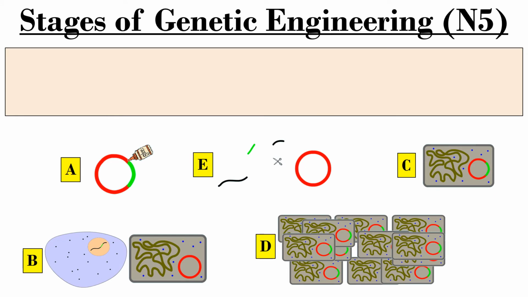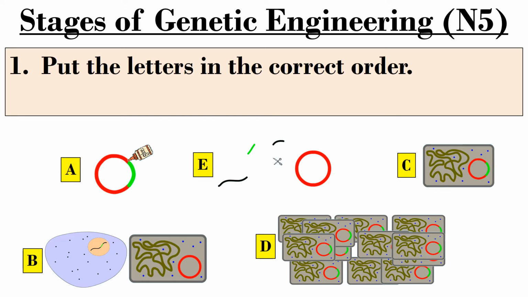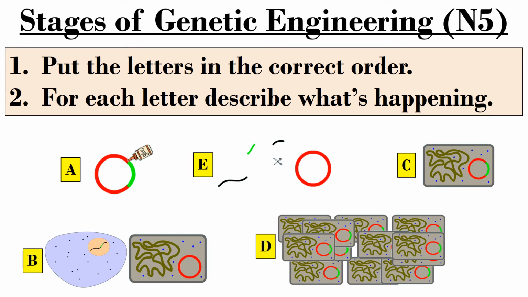Okay, so before we get into genetic engineering at a higher level, I want you to see what you can remember from last year. If you haven't done Nat 5, then obviously you're not going to be able to do this, although looking at those drawings, you probably would have a rough idea. What I'd like you to do is put the letters in the correct order. This is the stages of genetic engineering all mixed up. And once you've put them in the correct order, write a wee description of what's happening. So press pause and have a go at that, and then we'll have a look at what you should have.